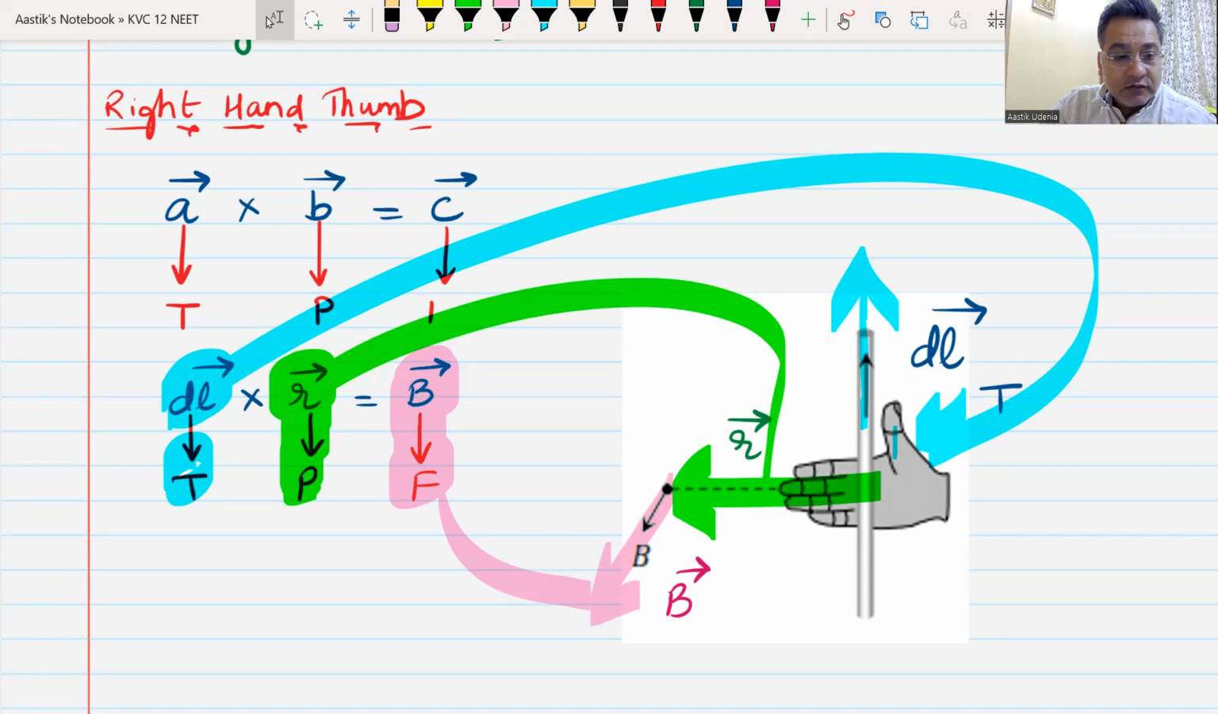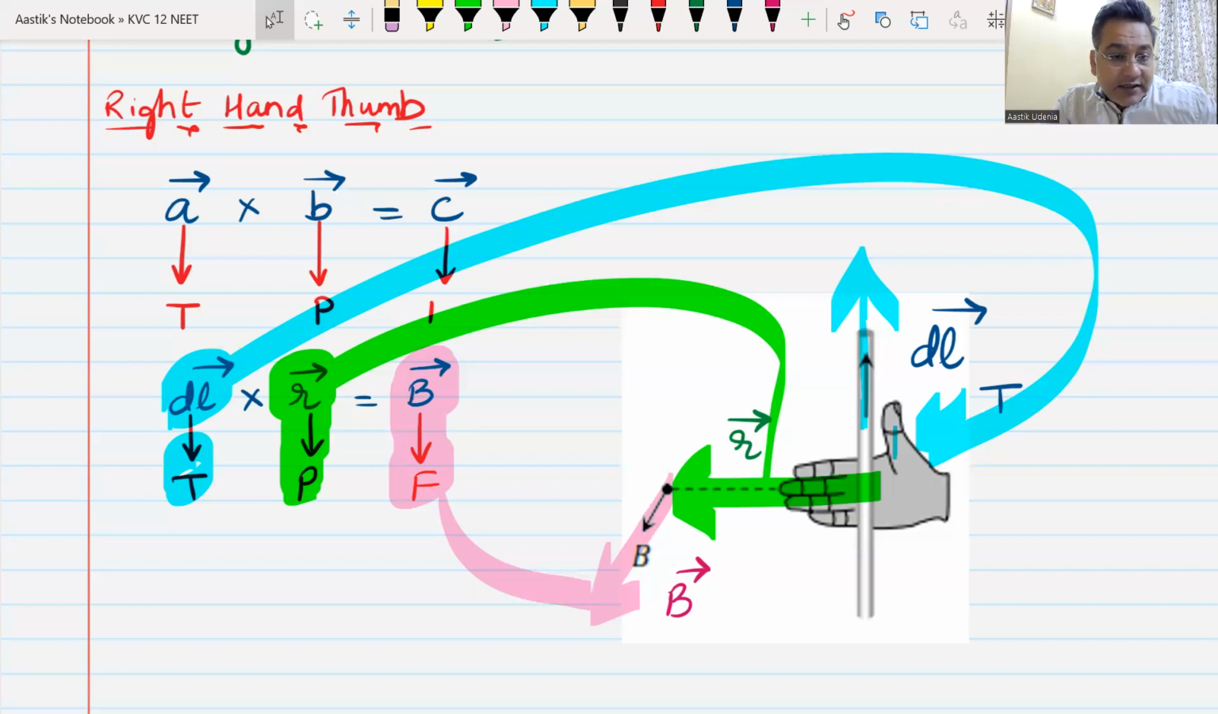Perfect. No doubt, sir? Because finding the direction of magnetic field is the most important aspect of this chapter. If we understand how we can find out the direction of magnetic field, that is the only confusing part in this entire chapter. If you can remember that part, the chapter becomes very easy.